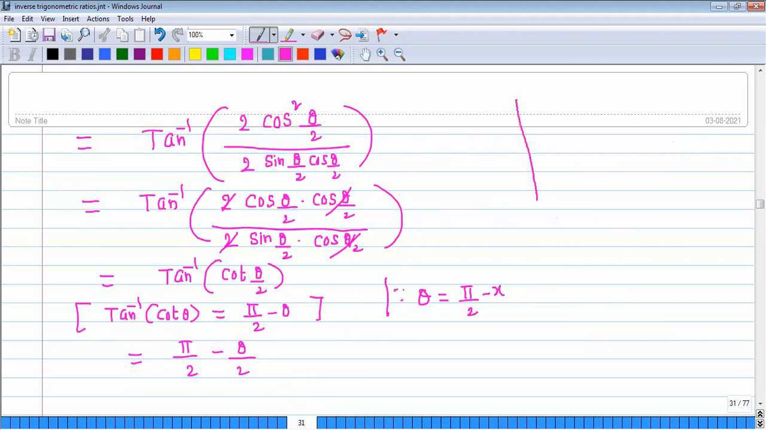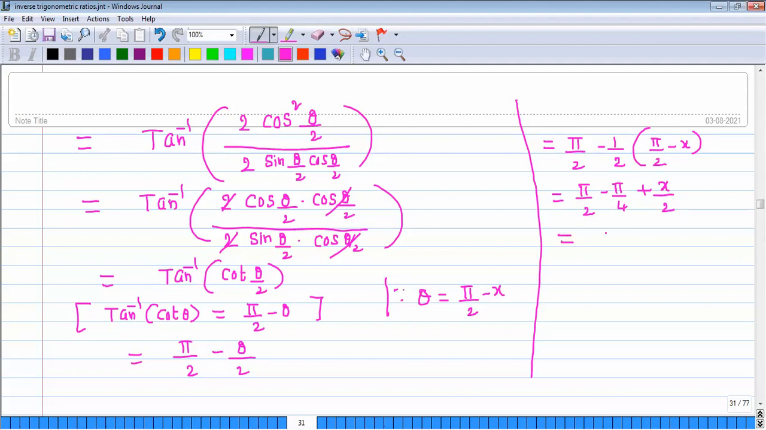So now instead of this theta, substitute pi by 2 minus x. So pi by 2 minus half into theta, and theta means pi by 2 minus x. So what do you get? Pi by 2 minus pi by 4 plus x by 2. But this is actually 90, this is 45. 90 minus 45 is 45. That means pi by 4 plus x by 2. This is the answer.